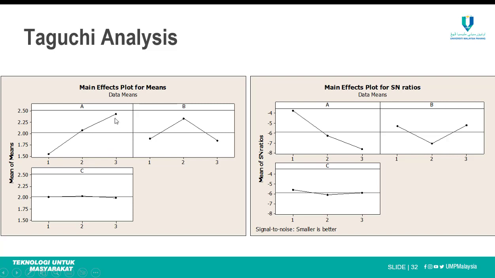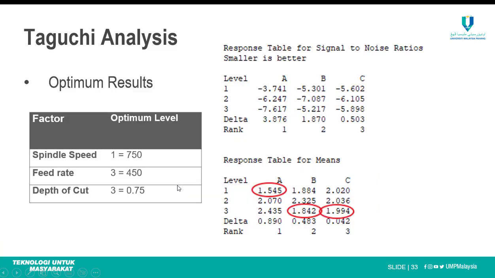significant gap that we get, compared with B, for example, where the difference between the top value and the lowest value is slightly smaller than this one. And for C, it is not really significant, I think, because the difference between the maximum and minimum values is too small. So based on the Taguchi analysis, the optimum result is 1 for spindle speed, 3 for feed rate, and 3 for depth of cut.